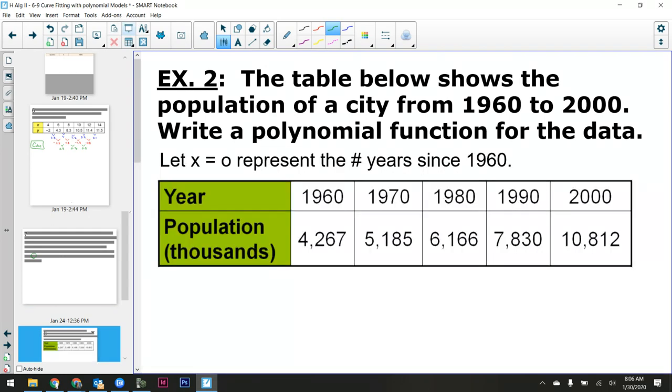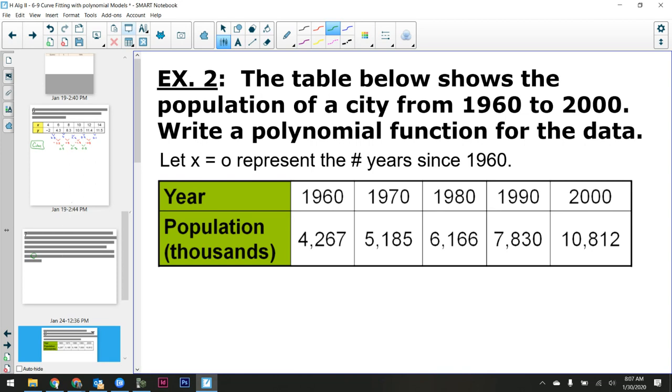The table below shows the population of a city from 1960 to 2000. Write a polynomial function for the data. Now, on the homework tonight, which I have not written up on the board just yet, you're going to see there are 3 problems where I ask you to change the x values, just like I do in this problem. I say, please let x equal the number of years since 1960.